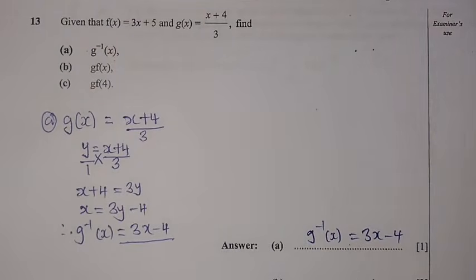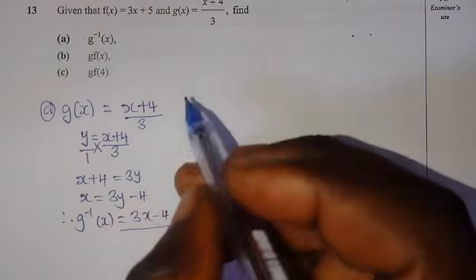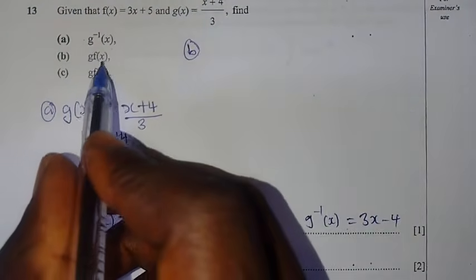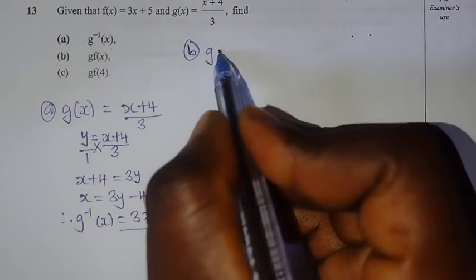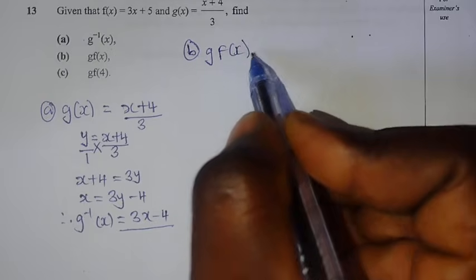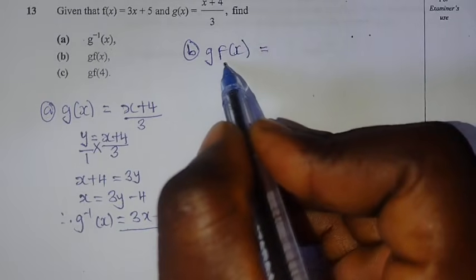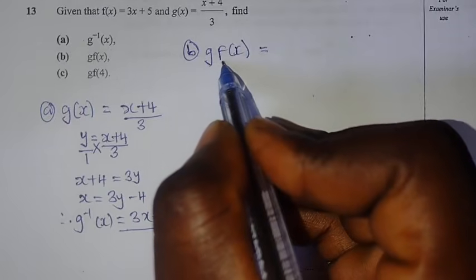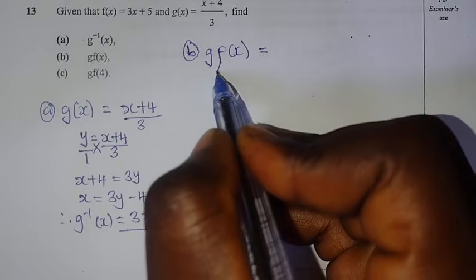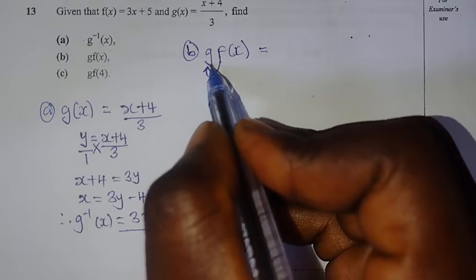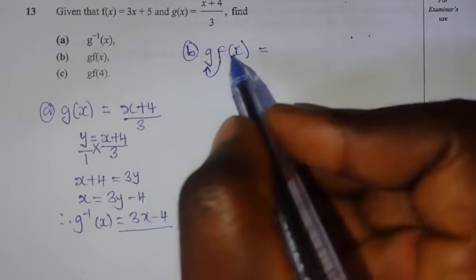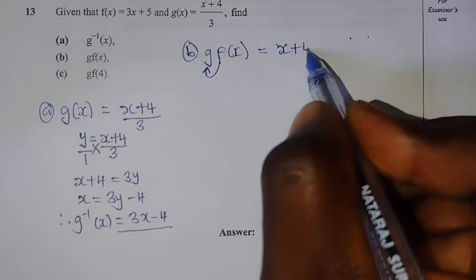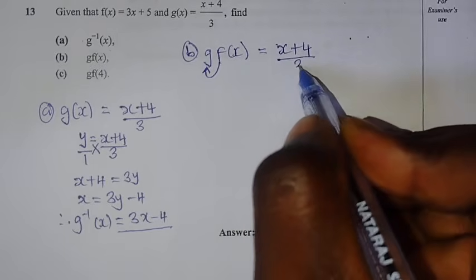Let us now answer question B. Question B is saying we need to find gf of x. To find gf of x, you need to understand that here we have a composite function, because we have the function of g and the function of f. This function of f is going to be substituted into the function of g where we have x. So we write the function of g, which is (x plus 4) over 3.